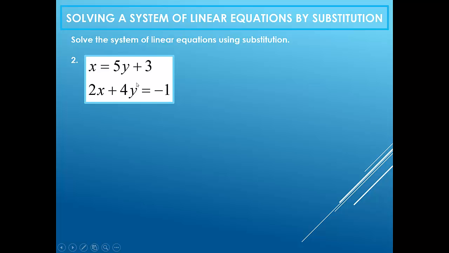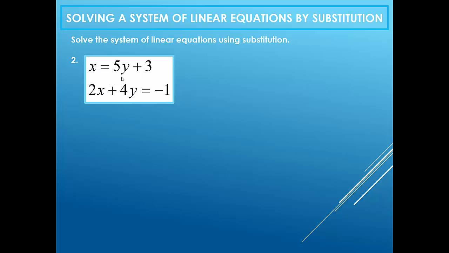Now let's look at number 2. I'm going to solve the system of linear equations using substitution. I have that x equals 5y plus 3. And I also have that 2x plus 4y equals negative 1. I can go ahead and use the first equation and substitute part of it into the second equation.